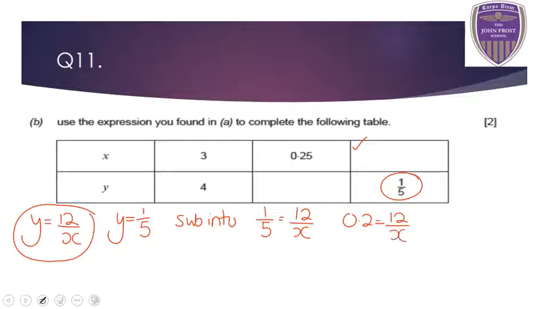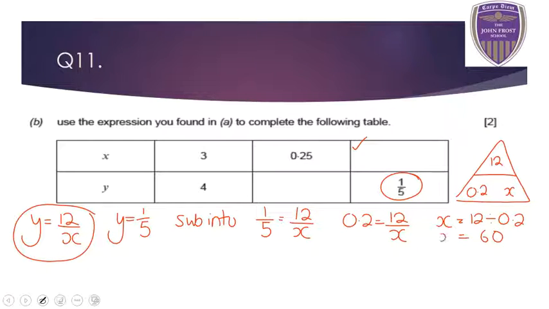over x. Now, this triangle is so powerful, 0.2 is 12 over x, so x is 12 divided by 0.2, which would be 60. So that's definitely 60 there.